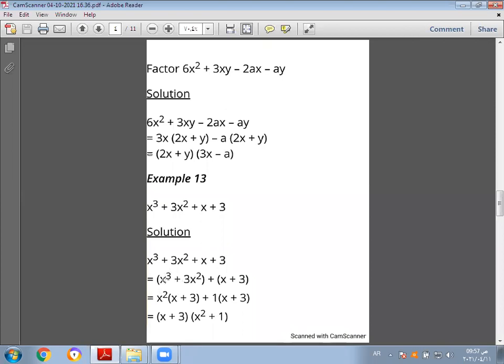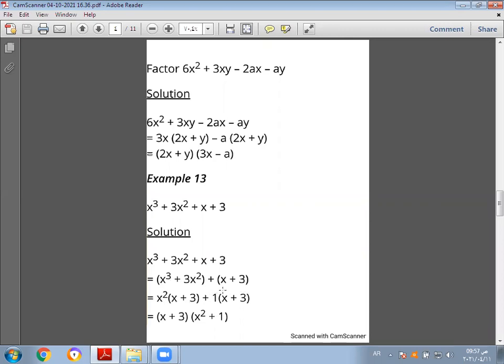There are no numbers in the HCF. Here is x power 3 and here is x power 2. We take x power 2 as HCF and open a bracket. Now divide x power 3 by x power 2; it will be x. Then 3x power 2 divided by x power 2 gives 3. So after we take HCF from these two terms, we find x plus 3 as the remainder.